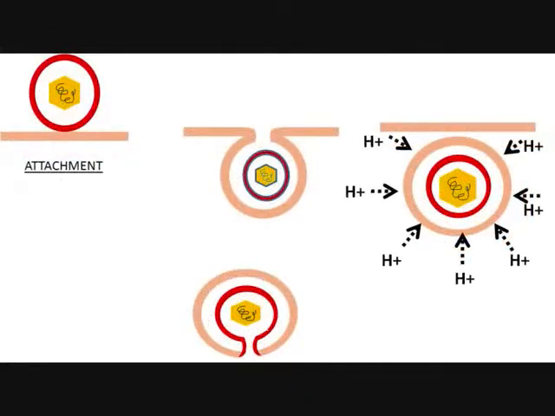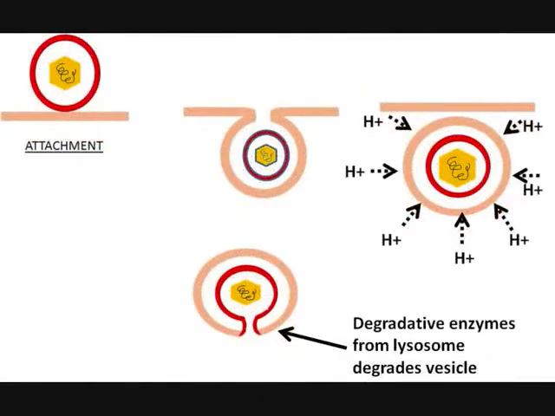Then, protons (H+) are pumped into the endocytic vesicle membrane, lowering the pH condition. After which, the endocytic vesicle fuses with lysosomes. A lysosome is an organelle that has degradative enzymes which are active at low pH conditions. Thus, these enzymes break down the membrane, releasing the viral capsid into the host cell.